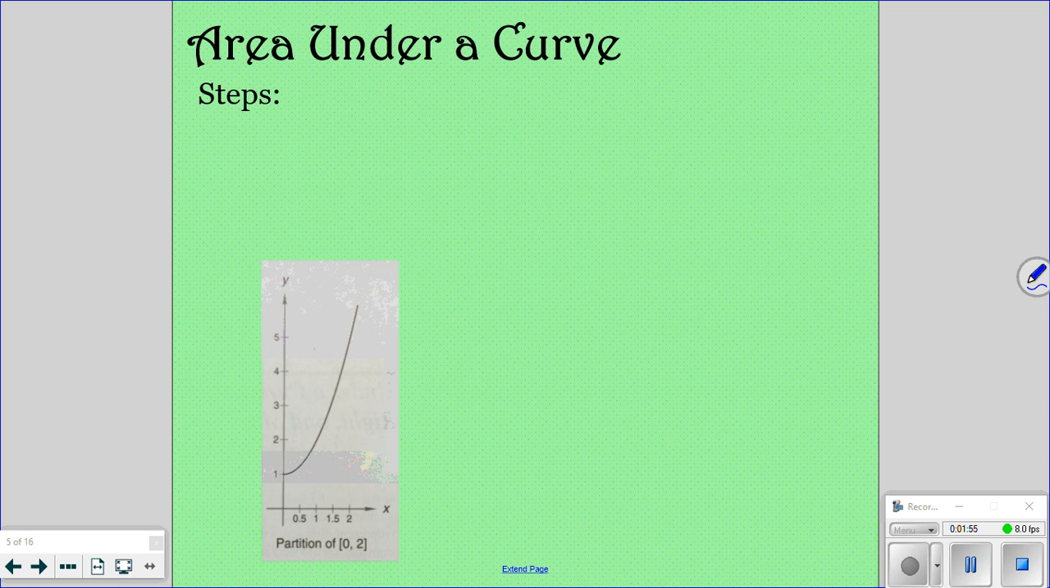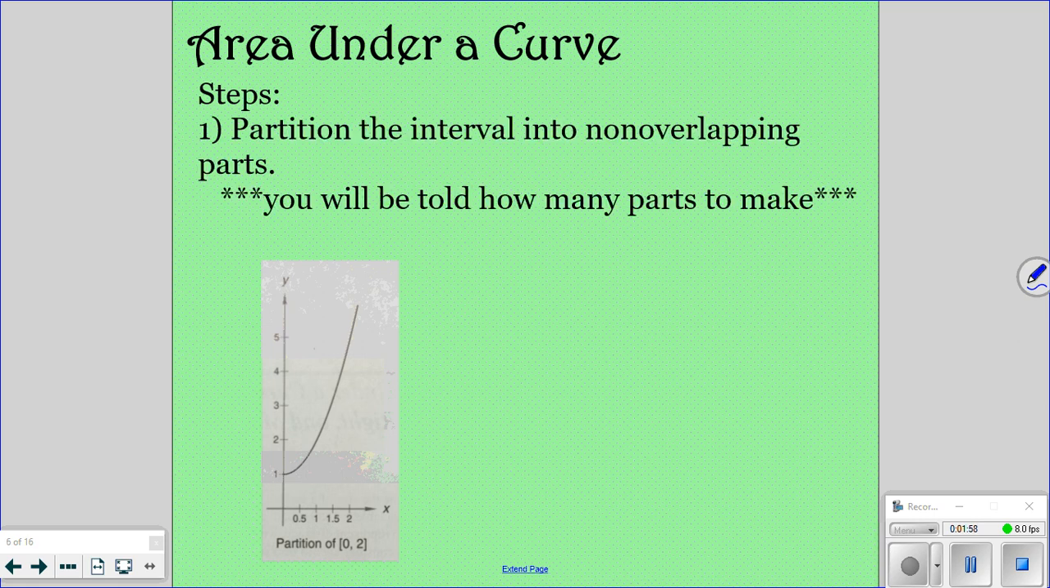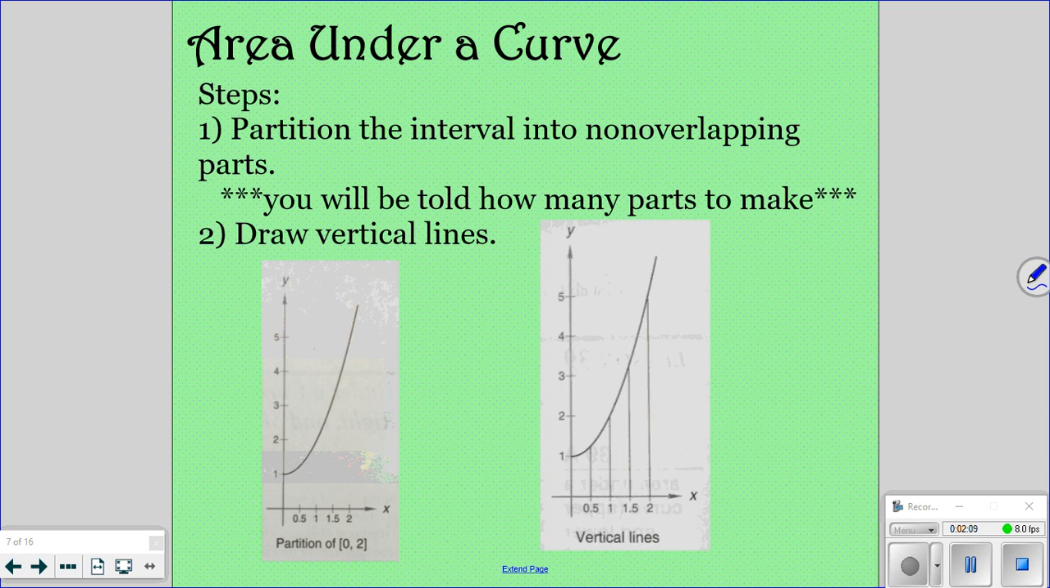So the first step, if you have a graph, you want to partition the interval into non-overlapping parts, and you'll be told how many parts you need to make. So we start with a graph here. You're going to draw your vertical lines. And so this one, if we're going from 0 to 2, you'll see how we have 1, 2, 3, 4. That would be if they told us n equals 4. We would want to have 4 parts. So you'll draw vertical lines depending on how many pieces you're supposed to have.